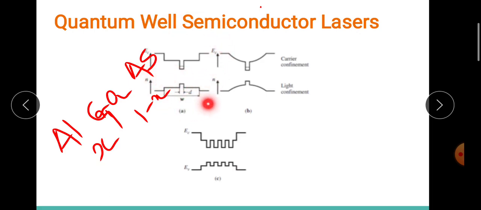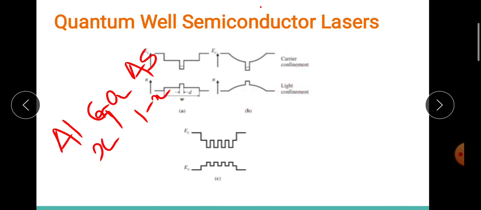So here we have a fixed value for gallium arsenide or aluminum gallium arsenide. We have placed the quantum well into a wider cavity which provides us better light confinement. They have separate carrier confinement and light confinement structures.